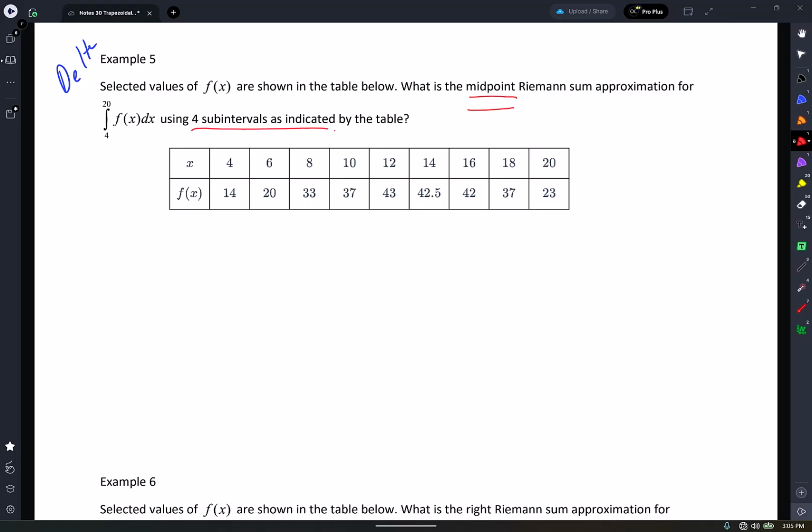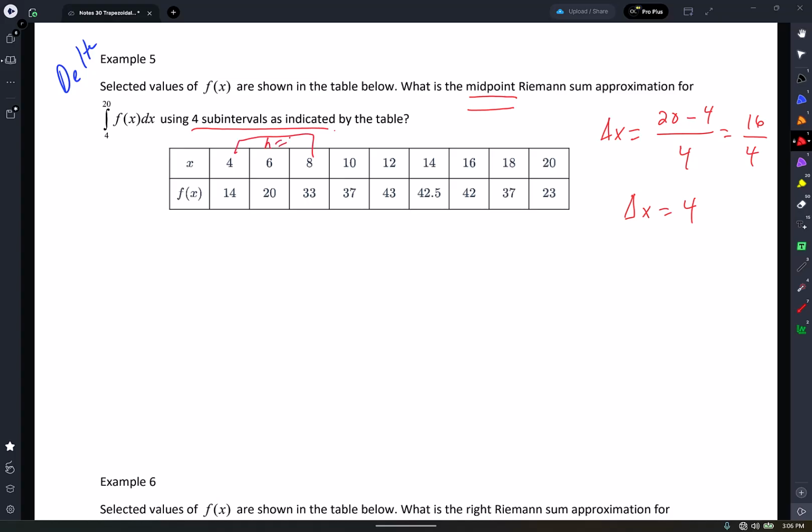Okay, so if I'm using 4 subintervals, here's how you find your delta x. Delta x equals upper minus lower divided by, I want 4 of them. What's 20 minus 4? So 16 divided by 4. So my delta x is 4. All I'm doing is width times height. They're just rectangles. So here's my first rectangle. Delta x is 4.